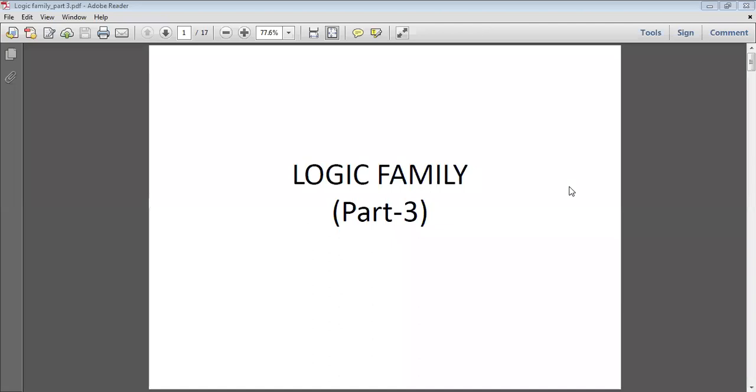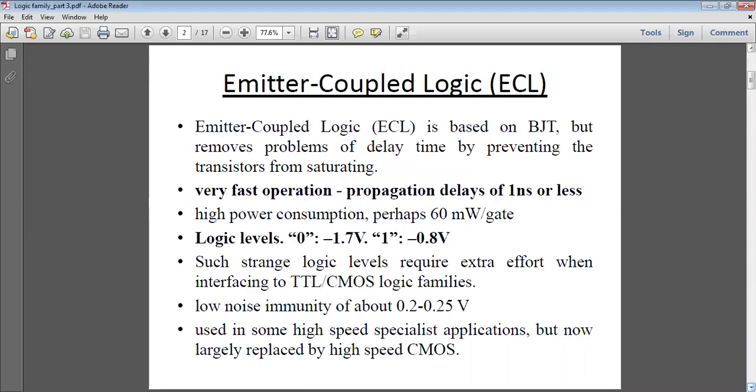Remaining logic gates, that is ECL and MOSFET. Today we are discussing ECL, emitter coupled logic. Emitter coupled logic is based on BJT but removes the problem of delay time by keeping the transistor out of saturation. Normally, in any switching, the transistor moves between cutoff and saturation. Here, the transistor configuration is such that it moves between cutoff and the active region, so the propagation delay will be less. So, very fast operation.